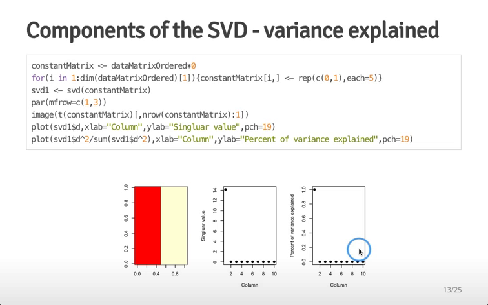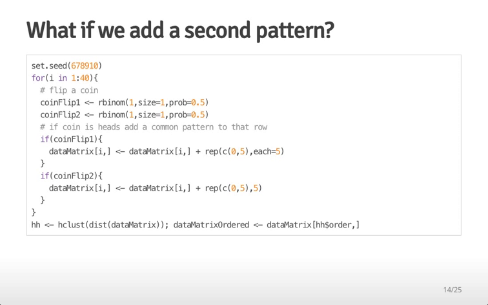So what if we add a second pattern to the data set? What happens to the singular values and singular vectors? So again, I've performed an analysis where I loop through each of the rows of the data set, and now I perform 2 coin flips. If coin flip 1 is true, then I add a pattern that has 5 zeros followed by 5 fives to the data set. If the second coin flip is true, I add a pattern that is equal to 0, 5, 0, 5, 0, 5 repeated over and over again. So I can then cluster the data set and make a plot of that clustering.